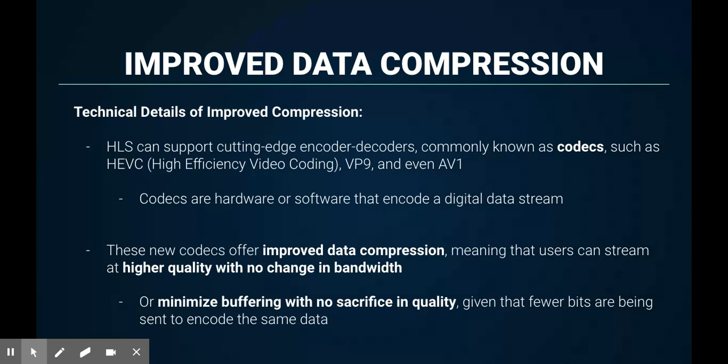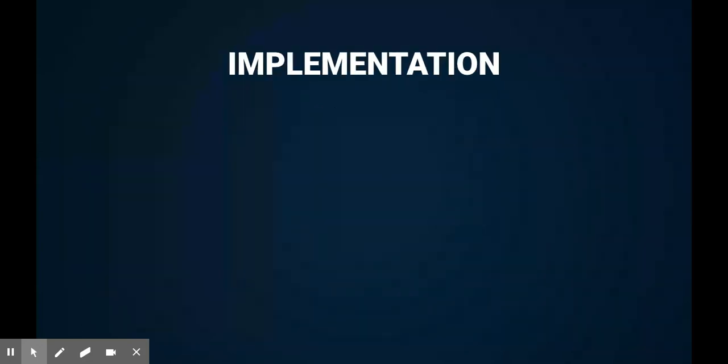Expanding on the meaning of improved data compression. When combined with newer codecs, meaning hardware or software that encode digital data streams, HLS can offer improved data compression, meaning that more information can be encoded in fewer bits. Therefore, users can stream at higher quality with no change in their bandwidth, or minimize buffering with no sacrifice in quality, given that fewer bits are being sent to encode the same data. It is clear from this discussion why HLS is an advantageous protocol for the OBS or YouTube user. So, having established a clear motivation for the project, I will now discuss its implementation.